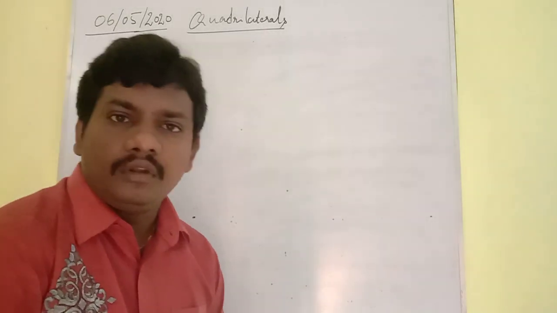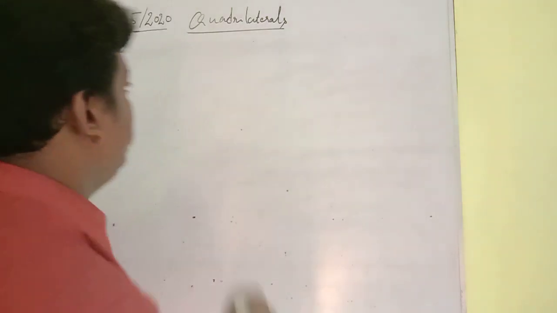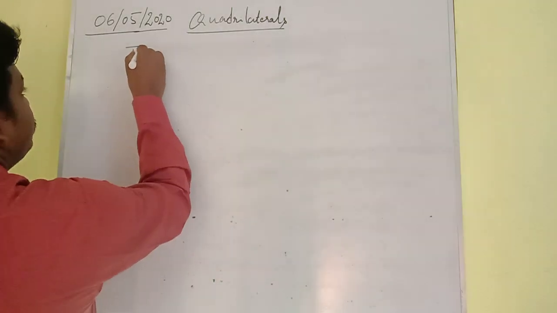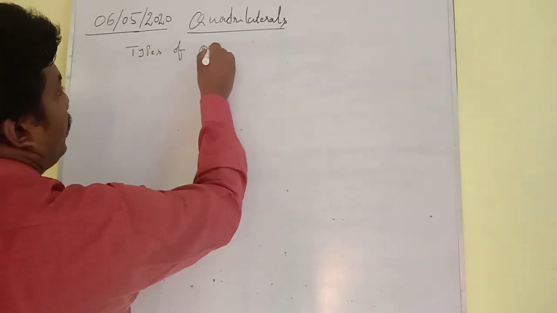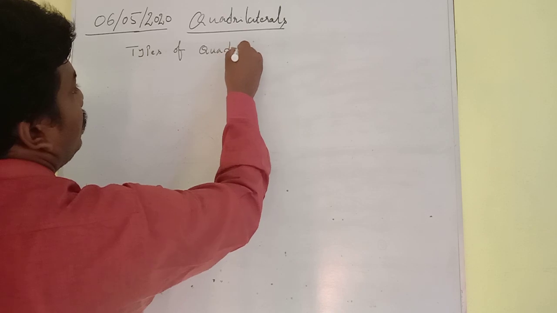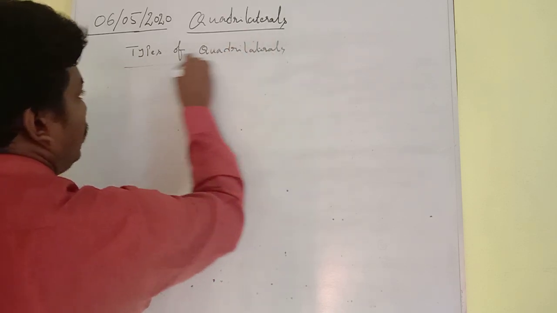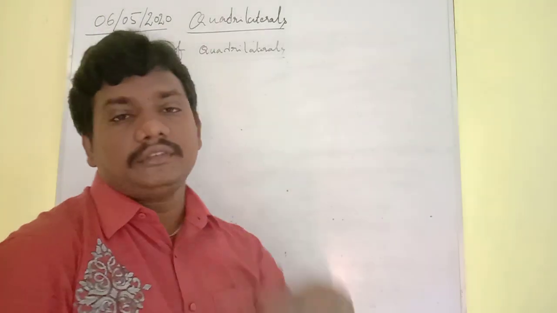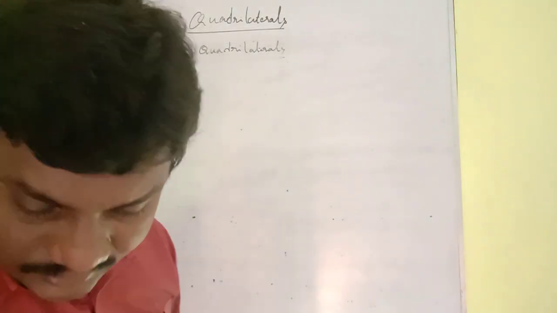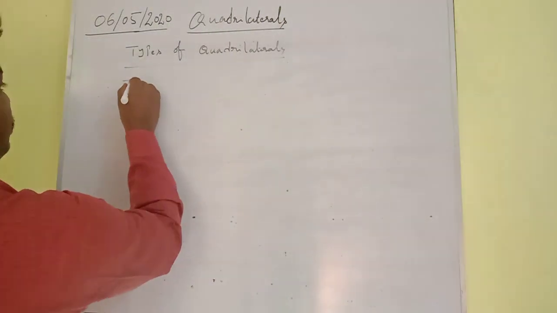Hi students. So now we are going to discuss types of quadrilaterals. These are the types of convex quadrilaterals we can see here. So what is the first type? We can see trapezium.